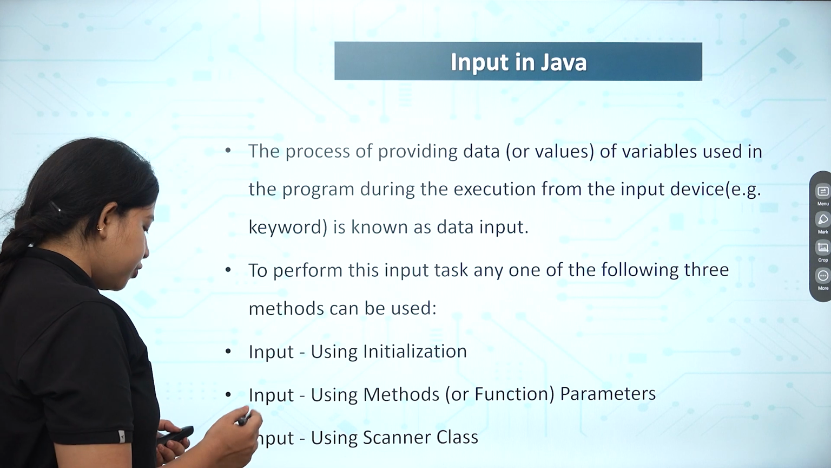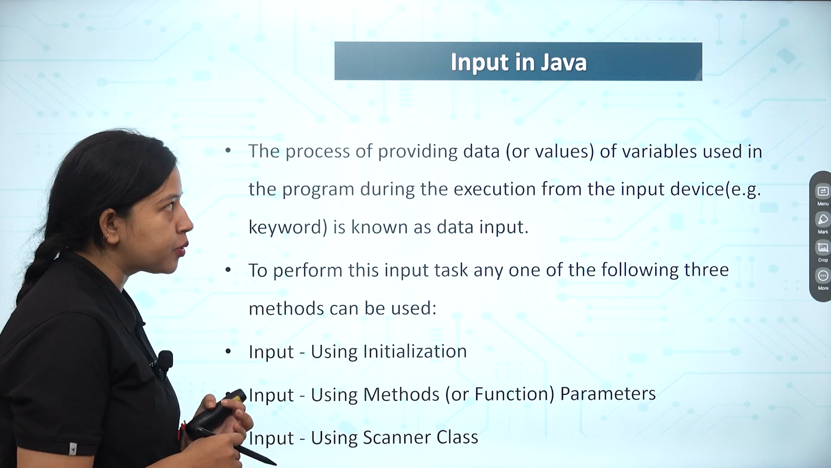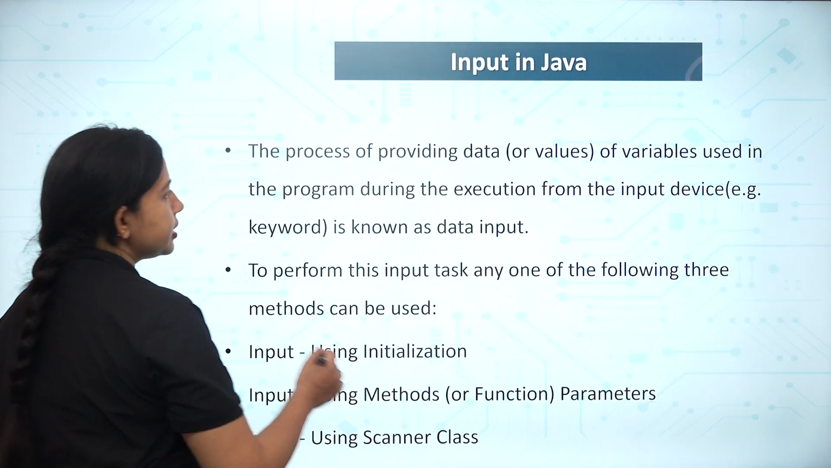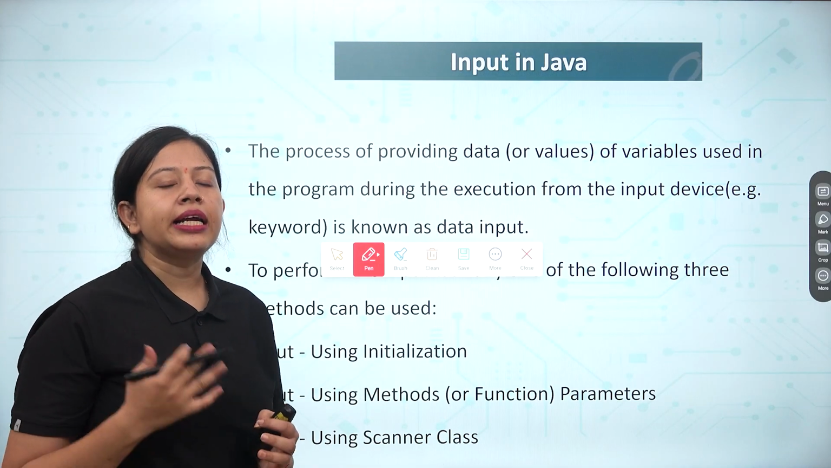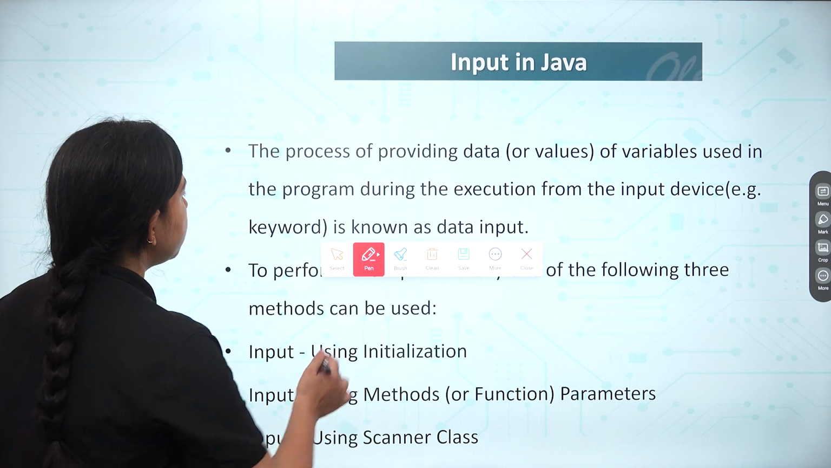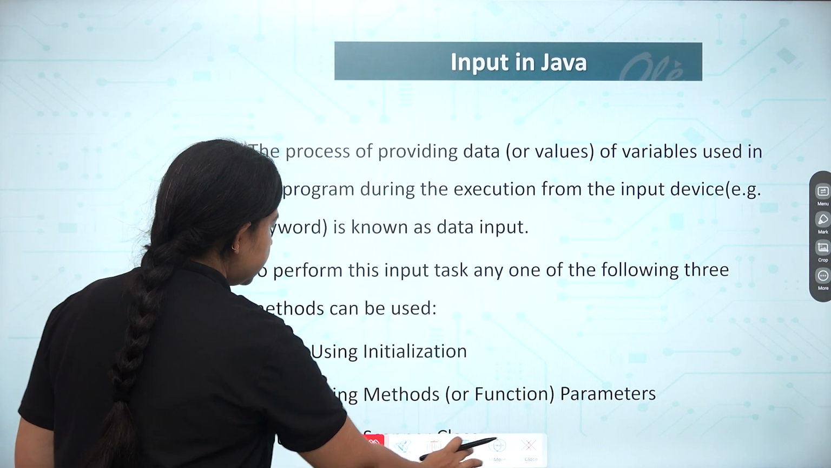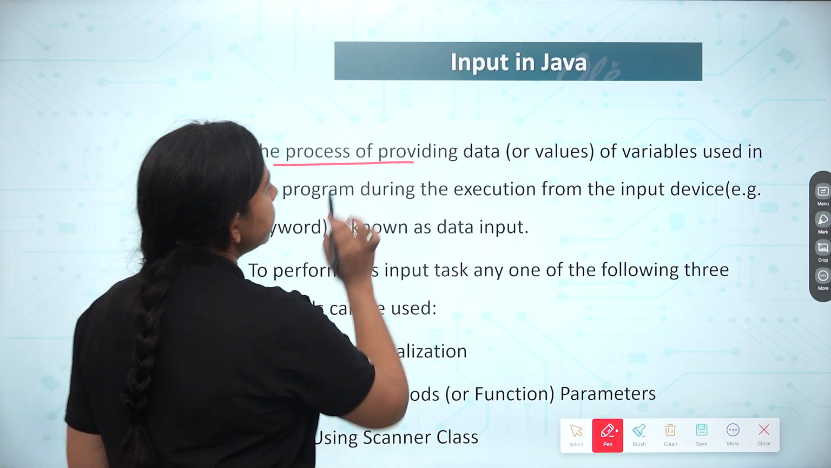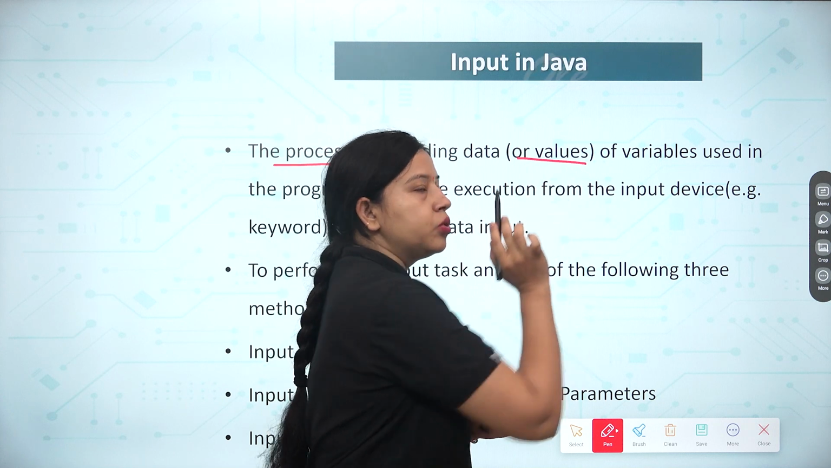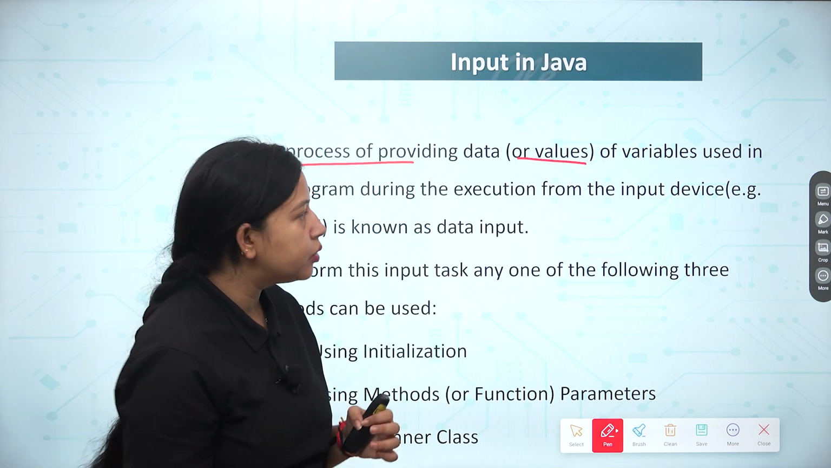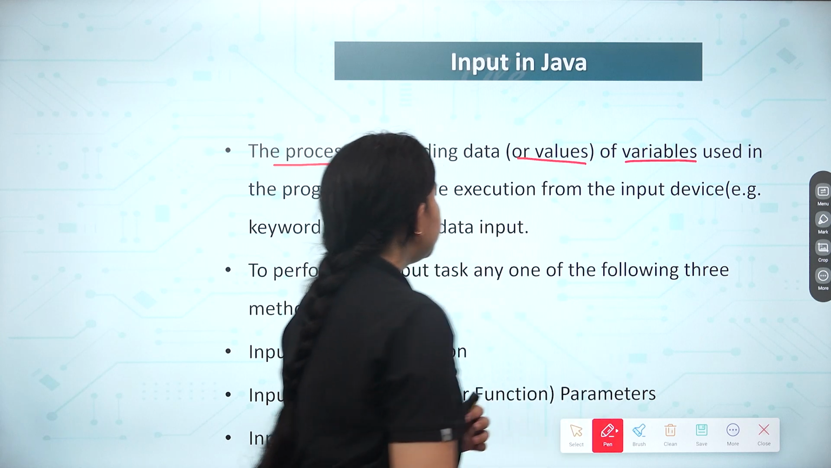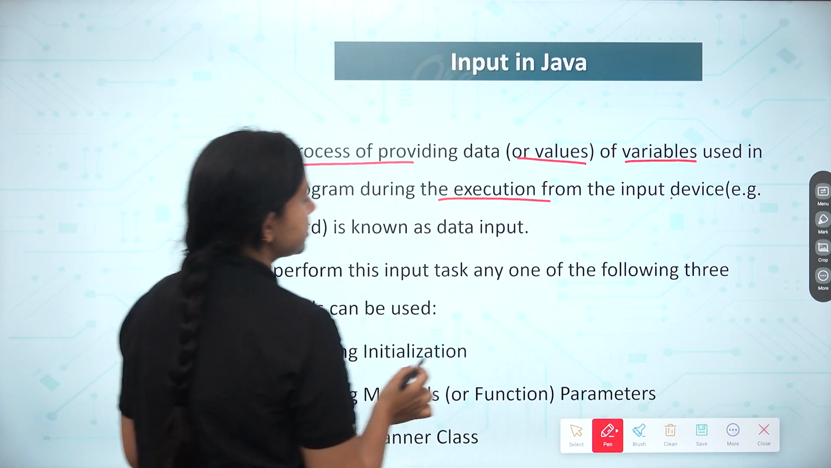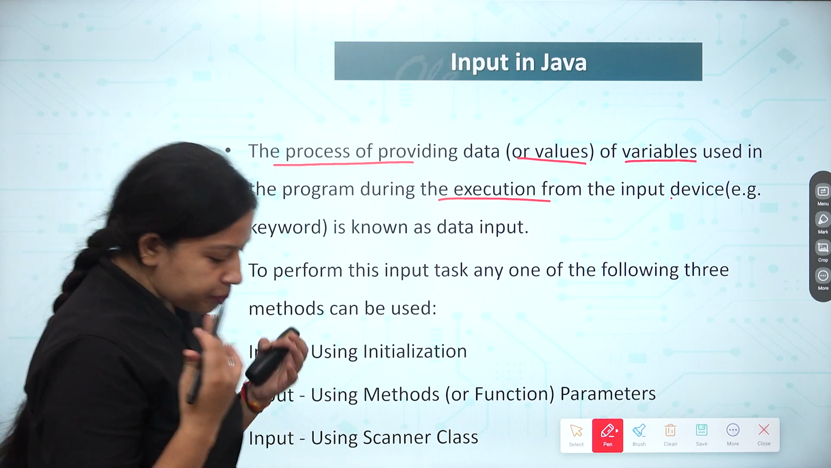Now, first and foremost, we must understand the concept of input in Java. Here, we can simply understand why we require data from the user. So, firstly, we discuss the types of input. Input is the process of providing data or values. Data means a particular kind of value of variables used in the program during execution from an input device. That is important over here.